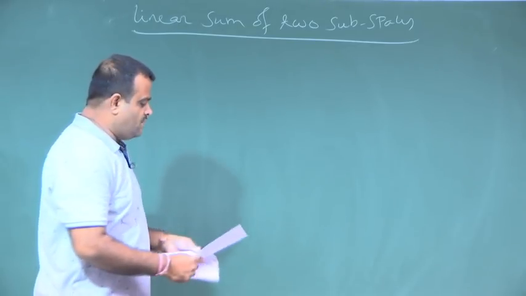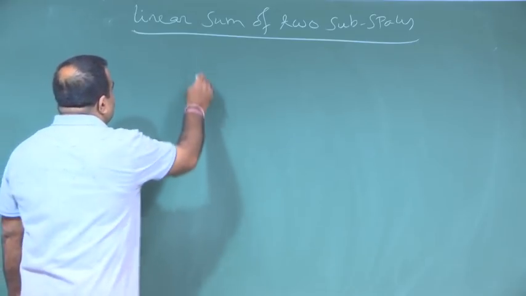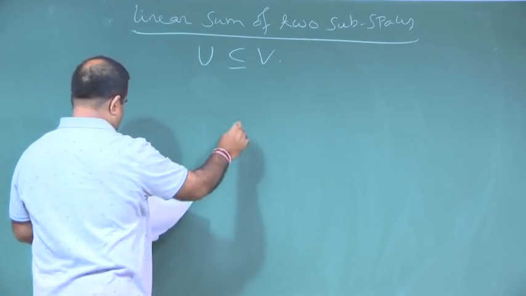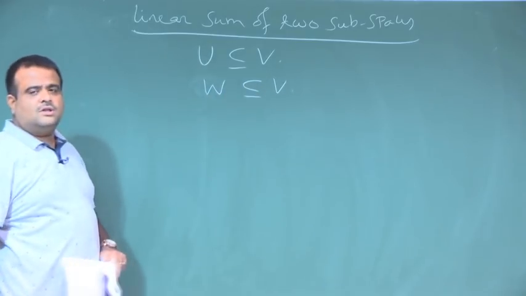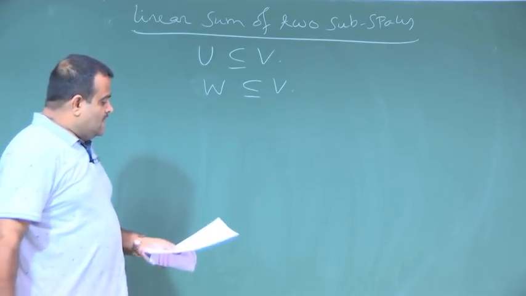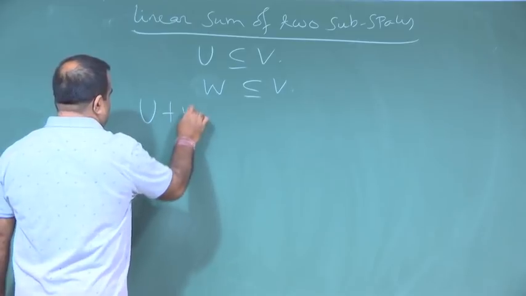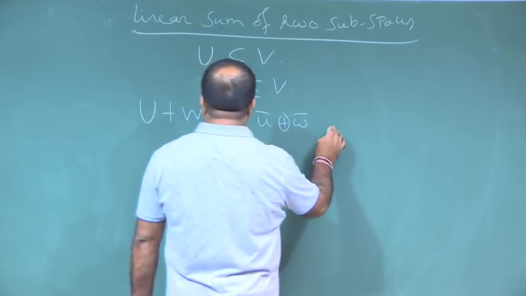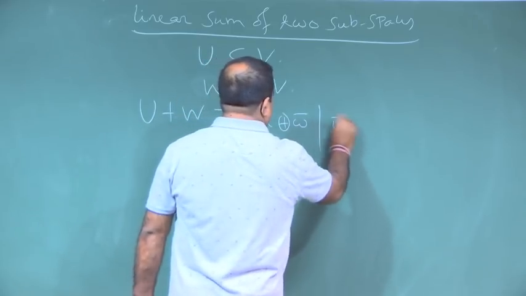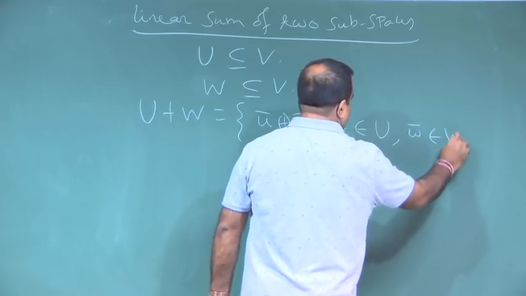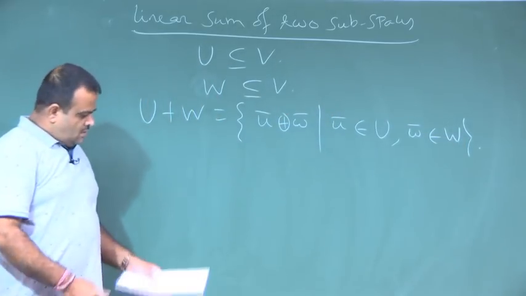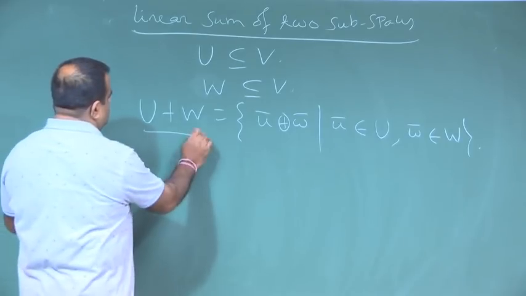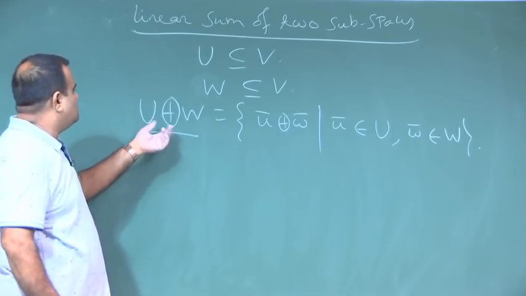So, basically how to define this? If you take a subspace U of a vector space V and another subspace W of the vector space V, these are two non-empty subsets and each will form a subspace again. Then we define the sum U plus W as nothing but u vector plus w vector, where u is coming from U and w is coming from W. This is just the sum. This is how we define the sum of two spaces. If you are okay with this, okay. Otherwise, this is just a symbol.